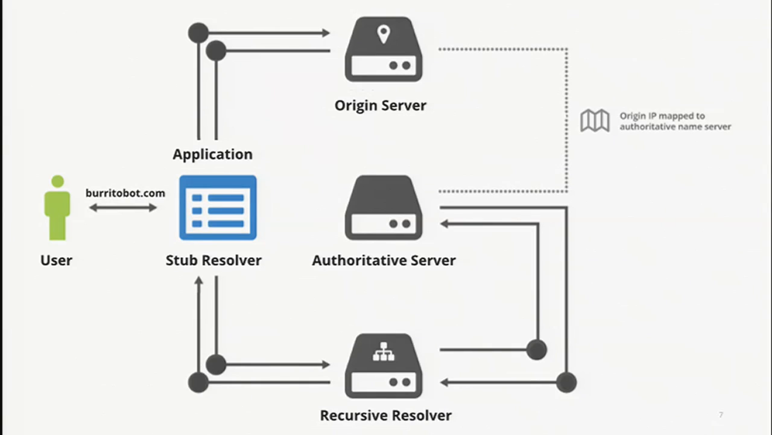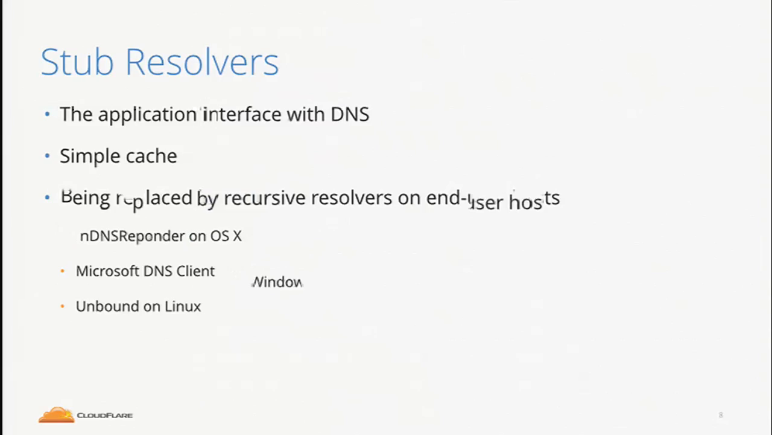But if it doesn't have it, it talks to the authoritative server, which is really the root of all knowledge about certain domains. And you can work your way down. There's something called the root, and then there are the top-level domains, .com, .org, et cetera, all the way to your typical domains. Now, once that gets back to your application, you can talk to the origin server because you have the IP address. Pretty simple, right?